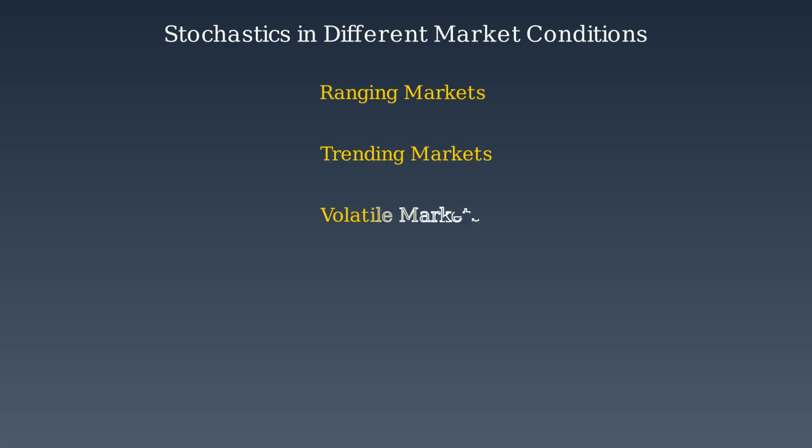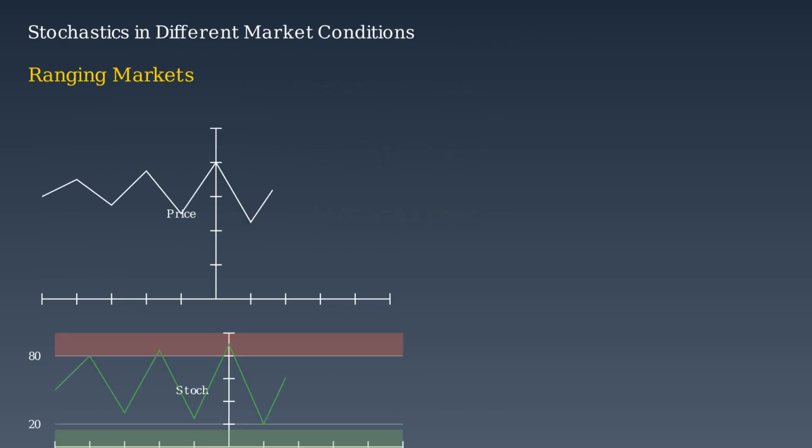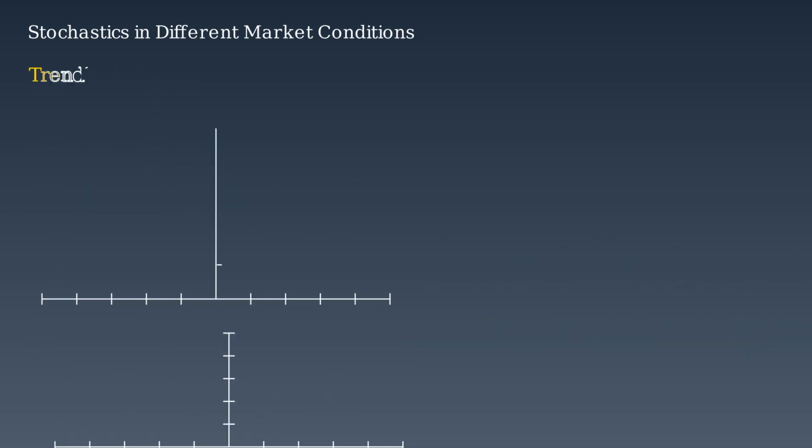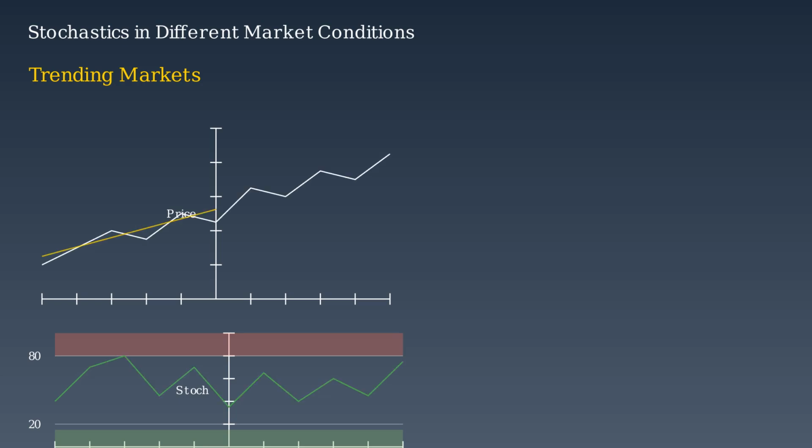Stochastic indicators perform differently across various market conditions. Understanding these differences is crucial for effective application. We'll examine how stochastics behave in three primary market conditions: ranging markets, trending markets, and volatile markets. In ranging markets, prices move sideways between support and resistance levels. This is where stochastic indicators excel. When price oscillates between support and resistance, stochastics generate reliable signals. Buy when the indicator moves below 20 and back up, and sell when it rises above 80 and turns down again.